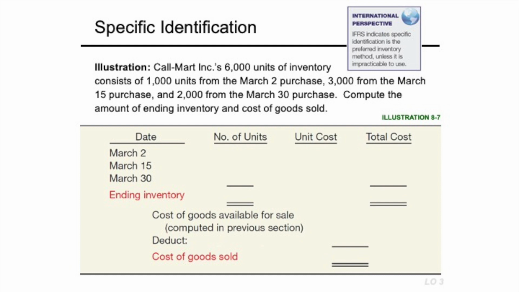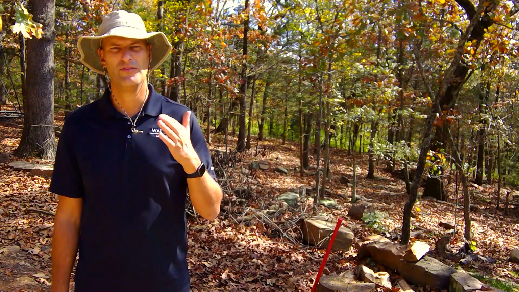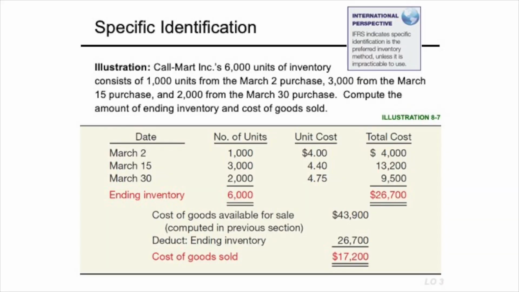consists of 1,000 from our March 2nd purchase, 3,000 from our March 15th purchase, and 2,000 from our March 30th purchase. Okay, well, we know the costs associated with each one of those purchases. So we have our number of units of 1,000 on March 2nd at $4, 3,000 on March 15th at $4.40, and 2,000 units purchased on March 30 for $4.75.